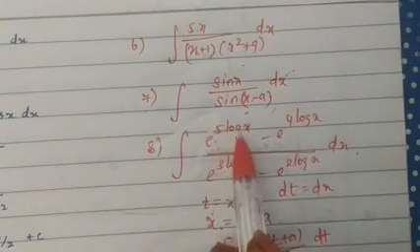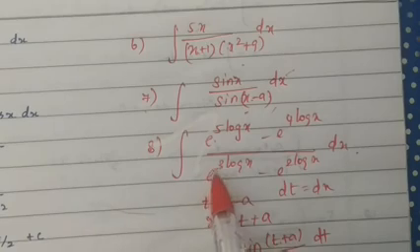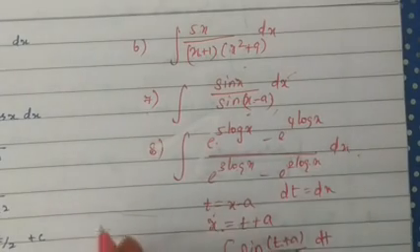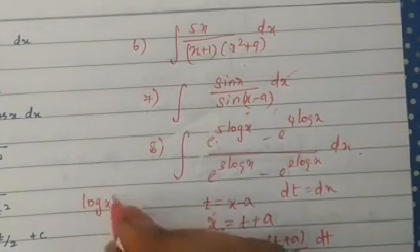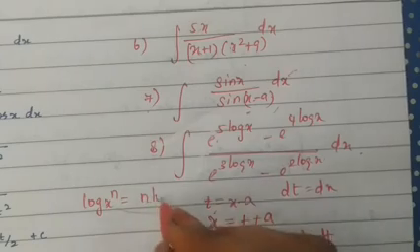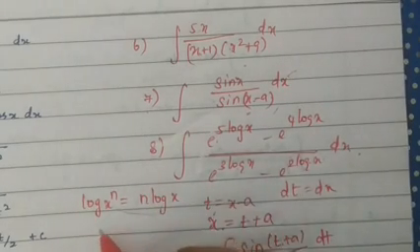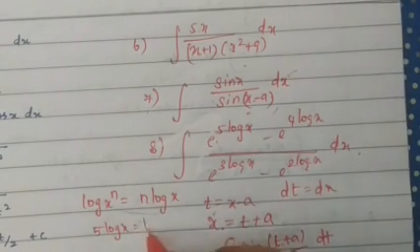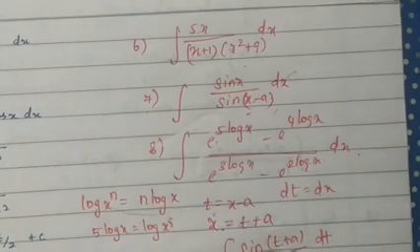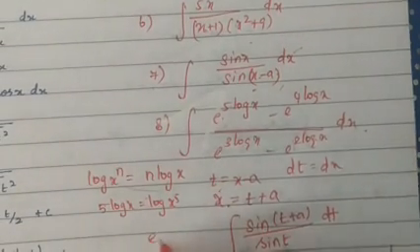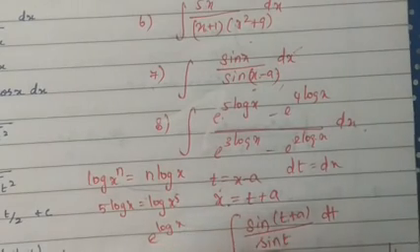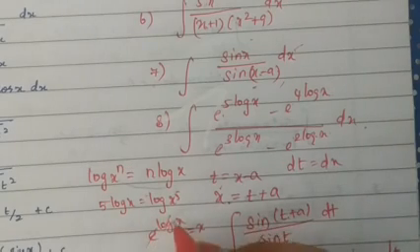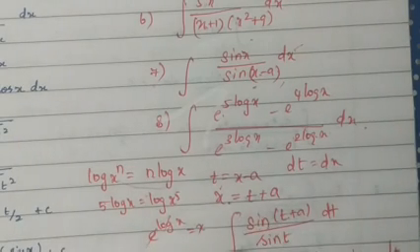Eighth sum: e power 5 log x minus e power 4 log x, divided by e power 3 log x minus e power 2 log x, into dx. Consider the formula: log x power n can be written as n into log x. Yes? Now 5 log x is there, and 5 log x can be written as log x power 5. Now, e power log x is what? You will get x. Since e and log are inverse functions, they will cancel off, and you will get x alone.